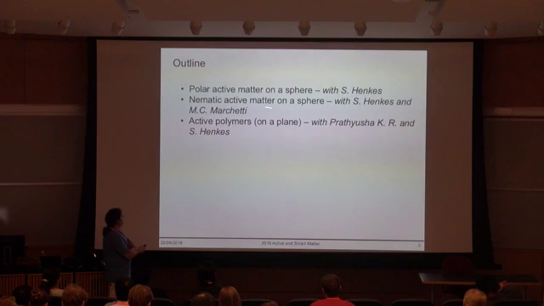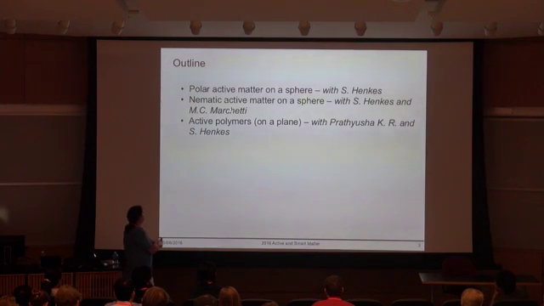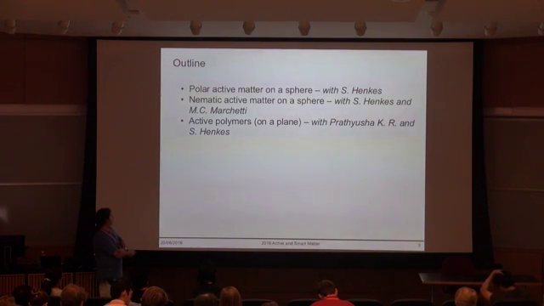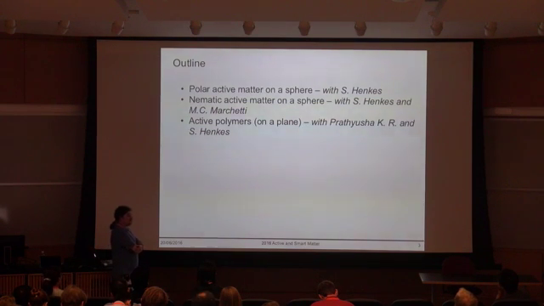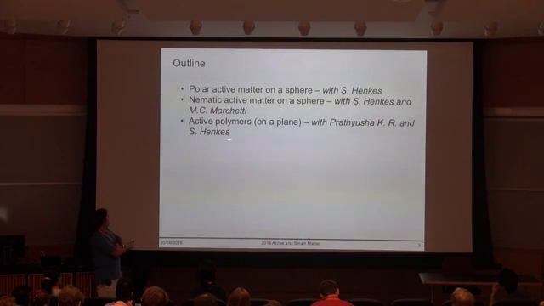So I'm going to start by first talking about probably the simplest system, which is polar active matter on a sphere. Then I'm going to continue to the nematic part, the first one is published and the second two are not, on trying to understand what happens if you put nematic particles that nematically order onto a surface. That's done together with Silke and Christina.